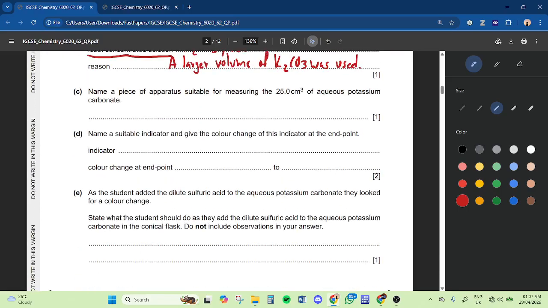So name a piece of apparatus suitable for measuring the 25 cm³ of aqueous potassium carbonate. You can put either one of a pipette. If you want to be very accurate, then this is probably the way you want to go. But you won't lose marks if you write burette, because both are technically correct and they don't mention accuracy anywhere. So both of these are correct.